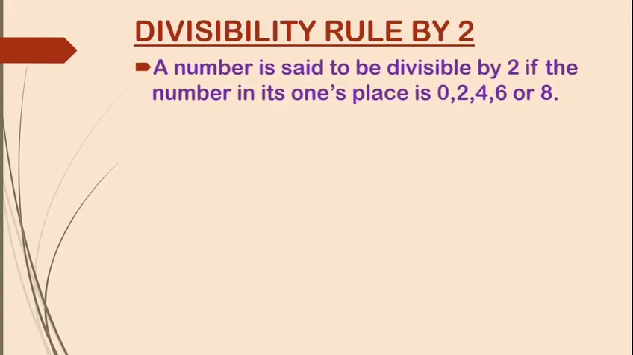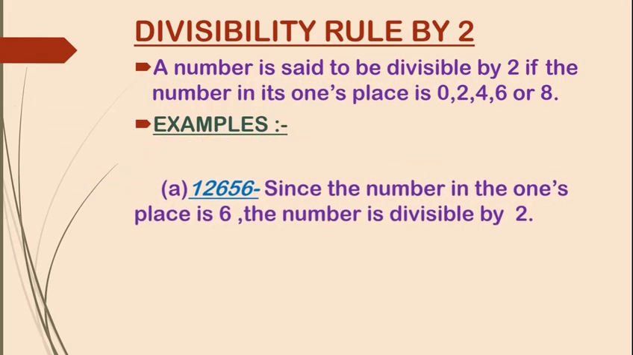A number is said to be divisible by 2 if the number in its ones place is 0, 2, 4, 6 or 8. So if you see that the number given in the ones place have 0, 2, 4, 6 or 8, you can easily know that the number is divisible by 2. Let's see some examples now.